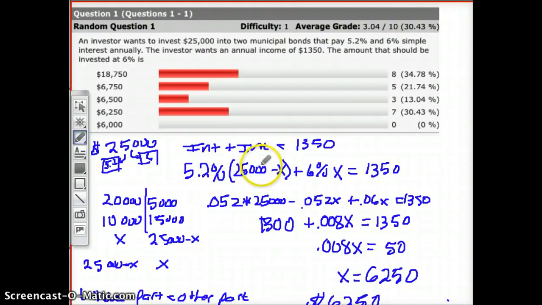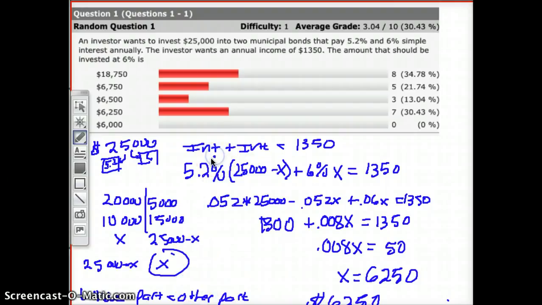Now, where did I get that? Well, if I had 20,000, the other would have to be 5,000. If I had 10,000, the other had to be 15,000. If this is x, that's 25,000 minus x. Or if the second one is x, this one's 25,000 minus x. The whole minus the part is the other part. That is actually a really helpful saying right there. So anyway, back to our problem.